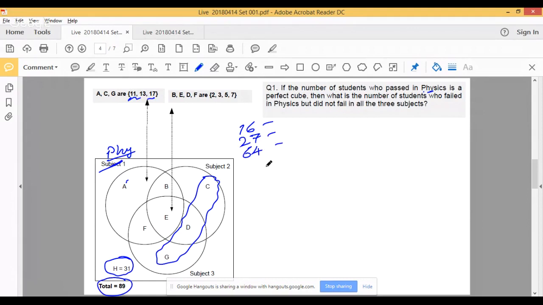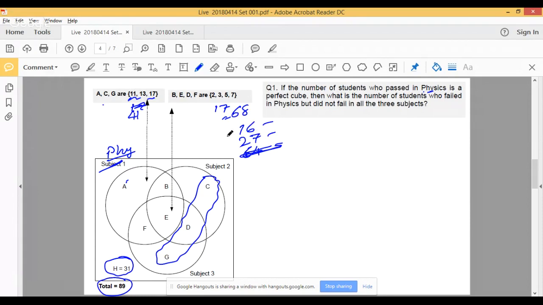Now, the easiest option to eliminate is 64, right? Because this adds up to 41, and this adds up to 17. 41 plus 17 is 68. Now, if I put 64 over here, I'll be left with only 4. With the remaining numbers, there is no way I can reach 4. So this is out, right?